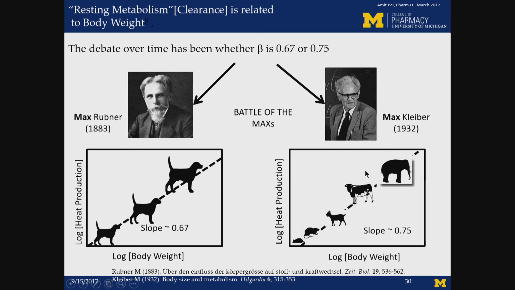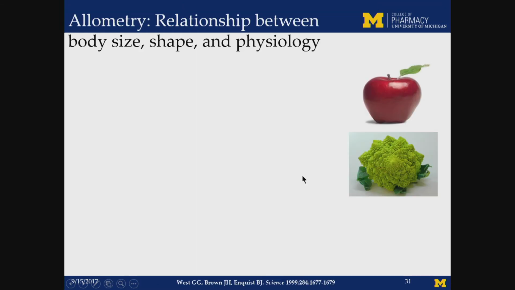Max Rubner's work really looked at scaling resting metabolism across species. In those experiments, what was shown is that when you plot log heat production relative to log body weight, you see a relationship that has a slope parameter of 0.75. His original work was actually around 0.73, but for simplification, most of the literature reports it as 0.75.